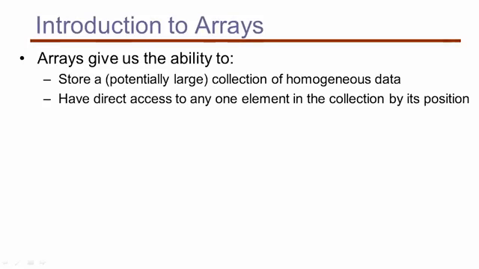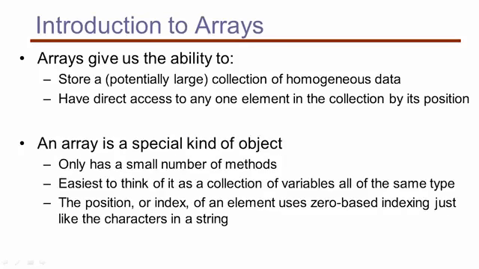And since all these values will be stored in contiguous locations in memory, the array has the ability to directly access any one value when given its position in the collection. This array object has only a small number of predefined methods. When first learning about arrays, it is easiest to think about them as a collection of variables that are all of the same type. And when we specify the position of any one element in the collection, we use zero-based indexing in the same way that the characters in a string object use zero-based indexing. That is, the first element is at index 0, the second at index 1, etc.